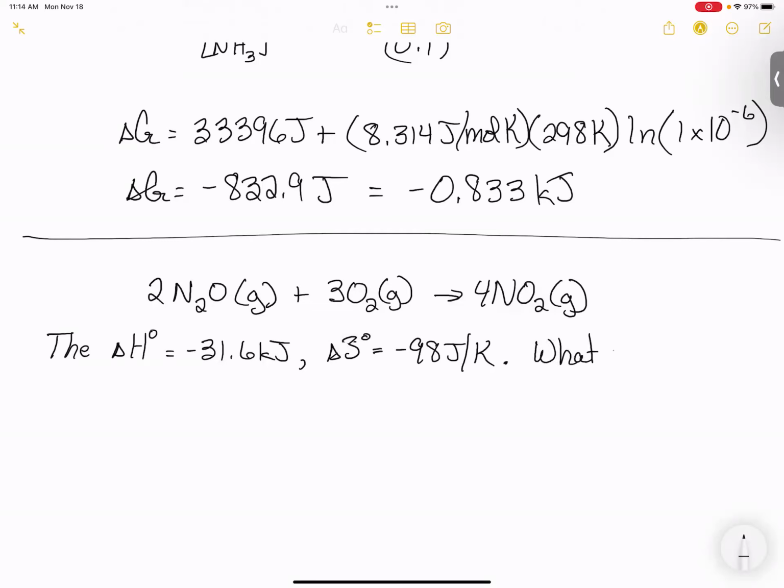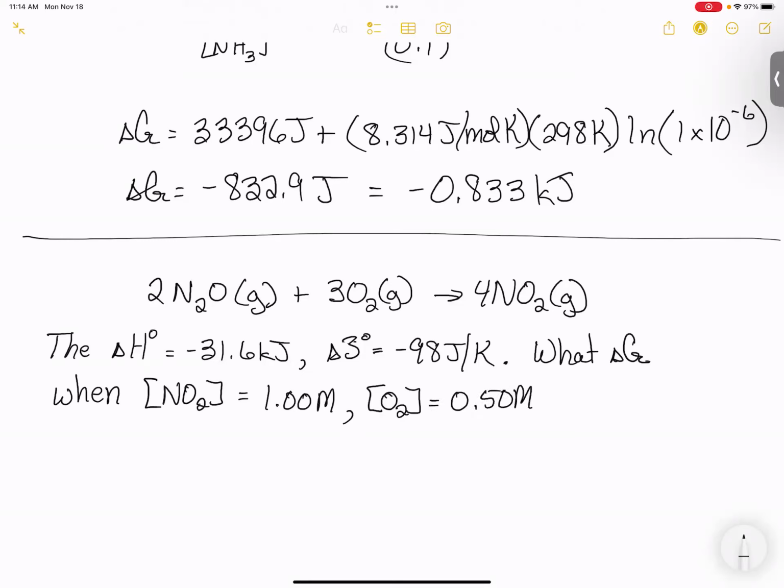What is delta G when the concentration of NO2 is 1 molar, the concentration of O2 is 0.50 molar, and the concentration of N2O is 0.50 molar, at 298 Kelvin? I'm going to give you time to work through this problem.